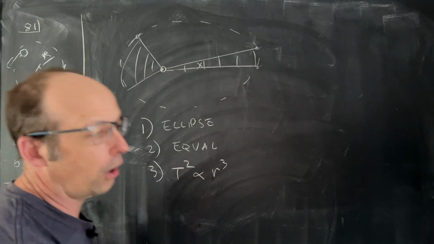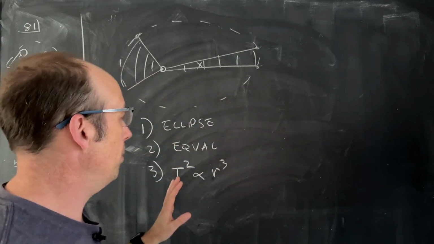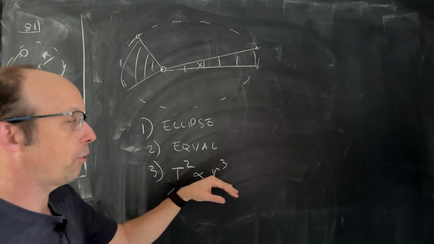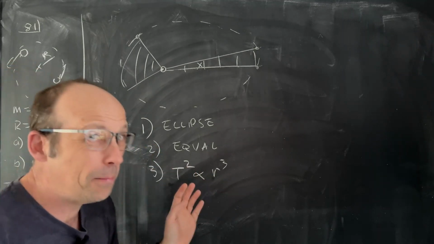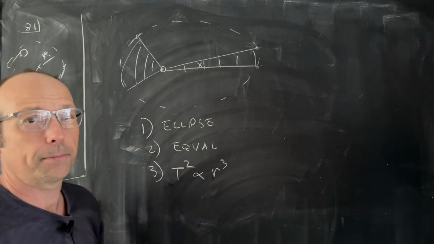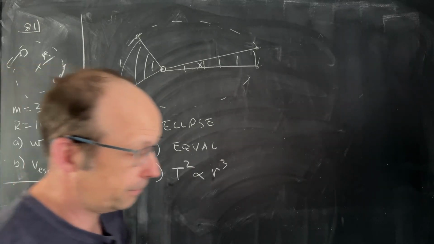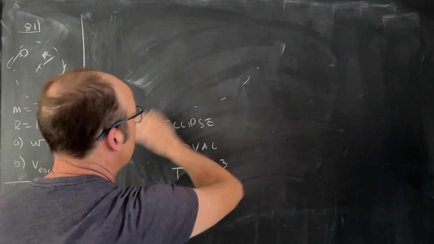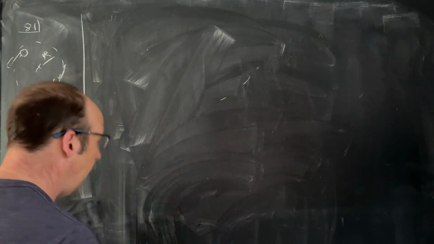And then finally 3, this says T squared is proportional to r cubed. This one's really hard for non-circular orbits. It's not too bad for circular orbits, but this says that the period of orbit squared is proportional to its semi-major axis cubed? I can't remember, but there you go. Those are Kepler's laws.